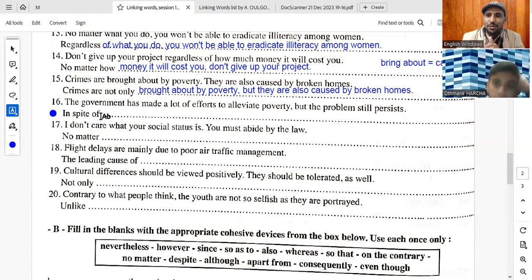There is another way to make our sentence correct. We could say, in spite of the efforts. The essential thing is that after "in spite of", it should be a noun. A noun, right? Not a verb, a noun. It can be a gerund, like in spite of making.